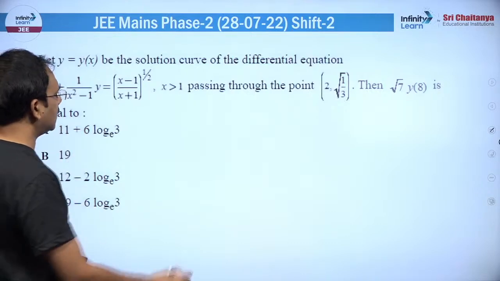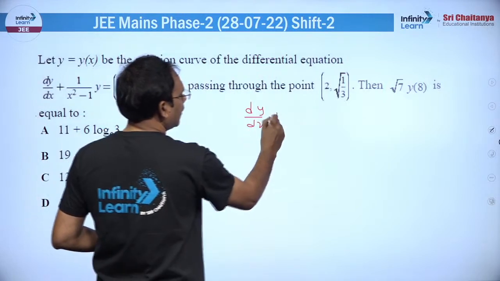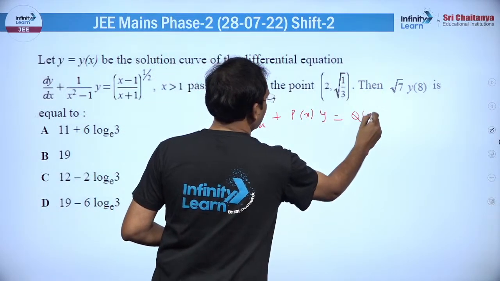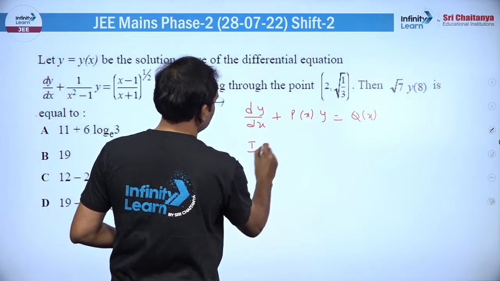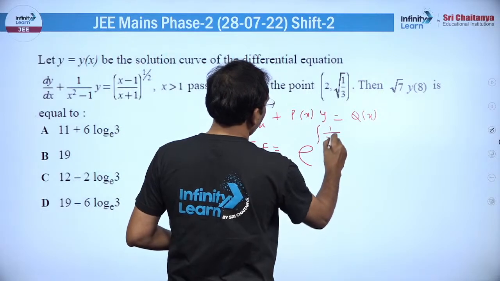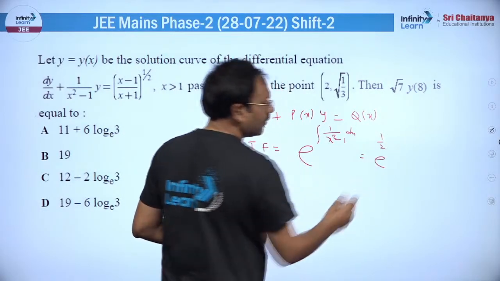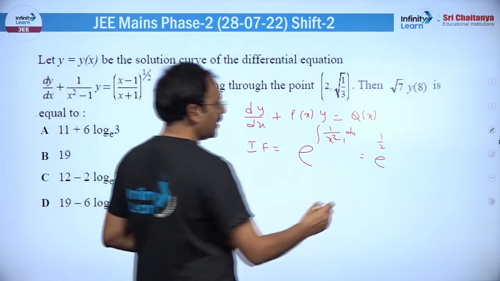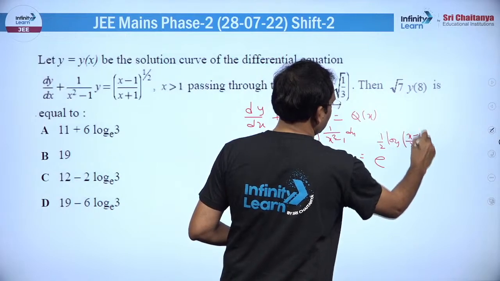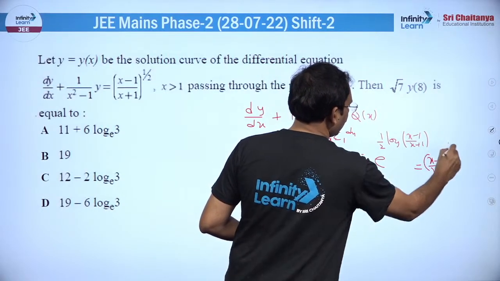Next, my dear friends, this is a standard LDE, linear differential equation. The differential equation is like dy by dx plus p of x into y is equal to q of x, my dear friends. Integrating factor is equal to e power integral p dx, 1 by x square minus 1 dx, which is 1 by half of log mod x minus 1 by x plus 1, right, log of x minus 1 by x plus 1. So integrating factor is x minus 1 by x plus 1 power 1 by 2.